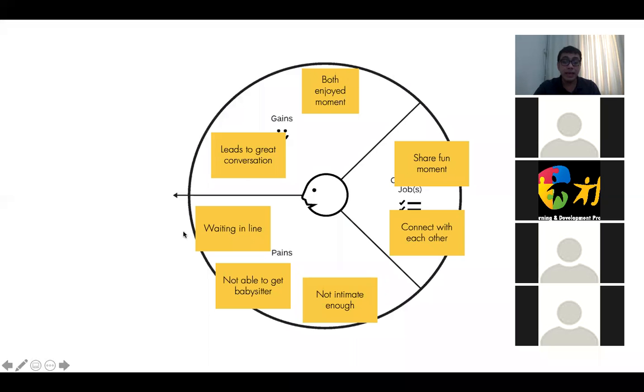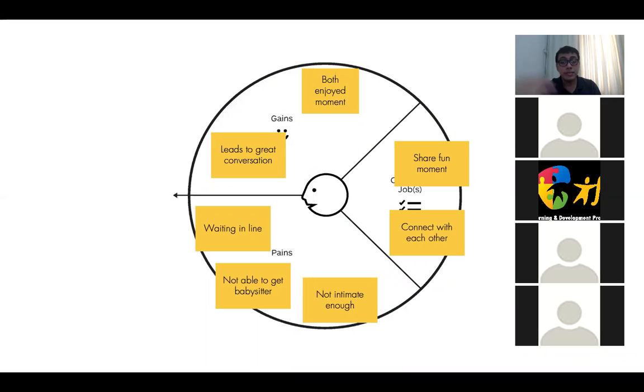So the pain that they have is, if they were to go out to watch a cinema or go to a football match or a theme park, waiting in line, right? That's one of the common pains that I guess this profile of customer has if they want to have private time with each other.